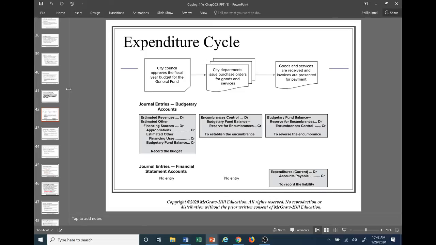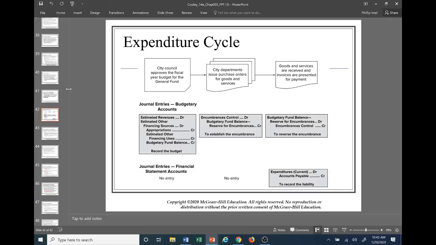So obviously, if we're going to have more appropriations and more estimated other financing uses than we do estimated revenues or estimated other financing sources, then it would be a debit fund balance, which is less common, meaning it's a bad situation. We're spending more than what we expect to bring in, right? So that's what the journal entries for the budgetary accounts are going to be right there. Notice there's no entry for financial statement accounts.